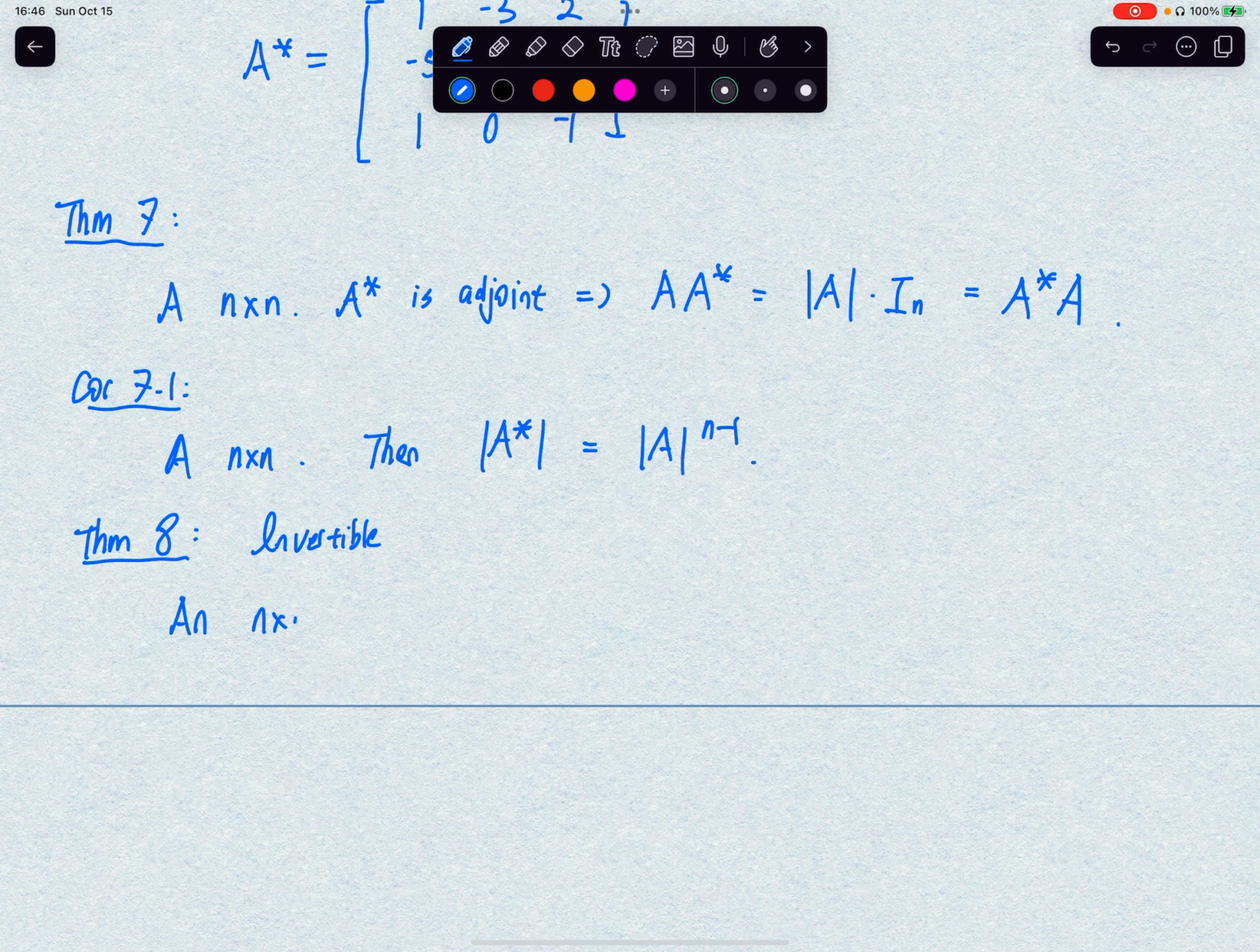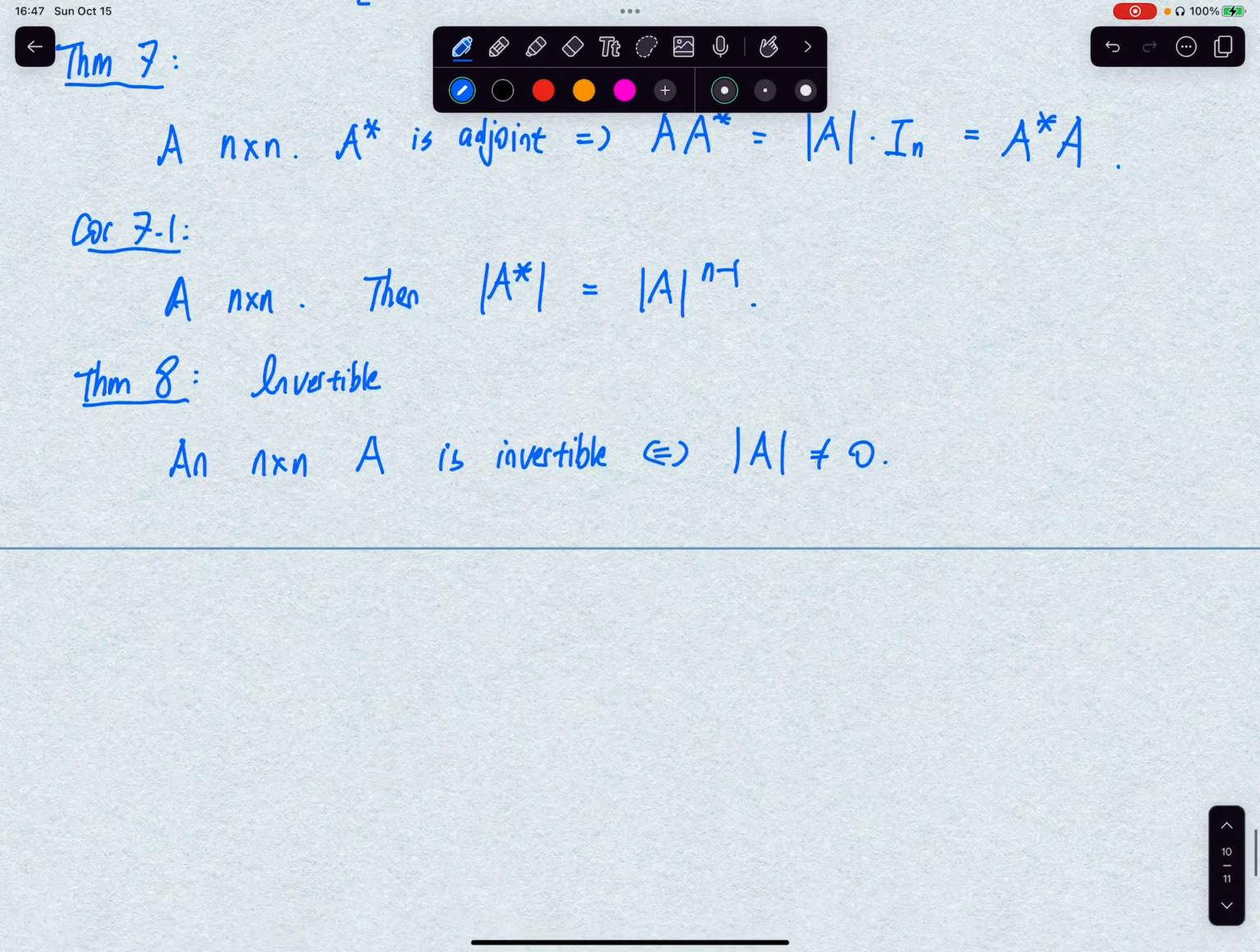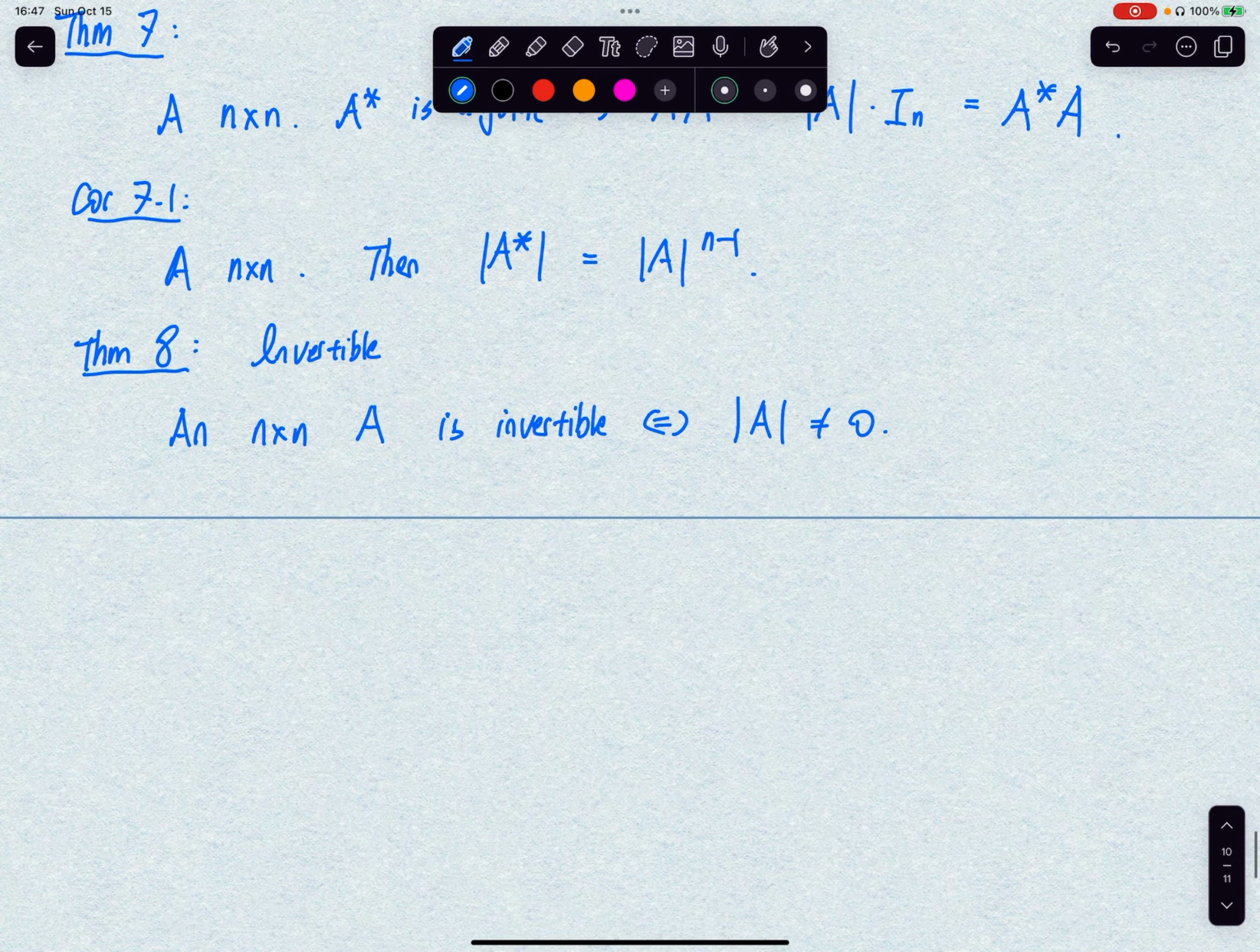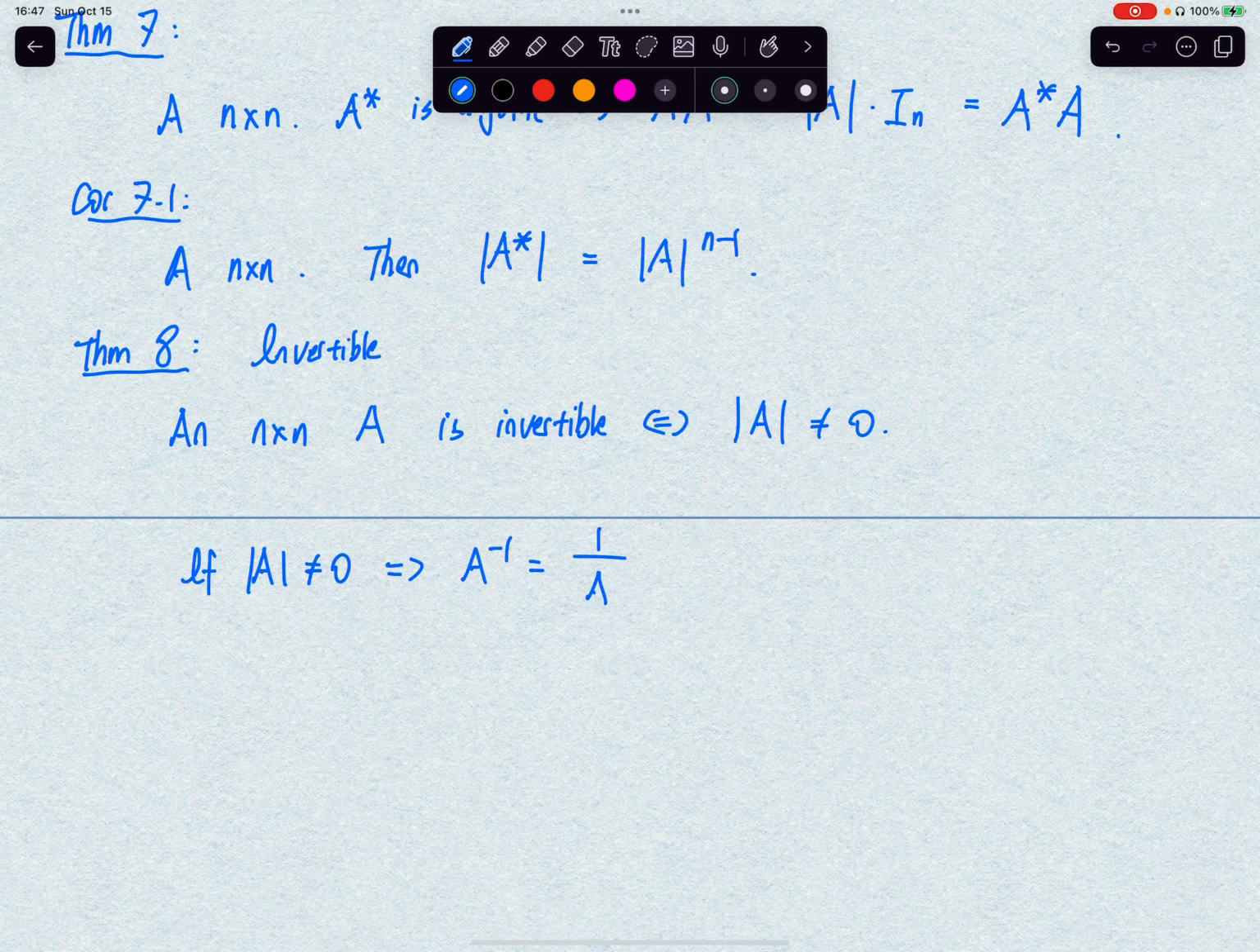So we say that an n by n matrix A is invertible if and only if its determinant does not vanish. And moreover, if this is the case, we can find its inverse. So if A is invertible, then A inverse equals 1 over the determinant of A times the adjoint of A.